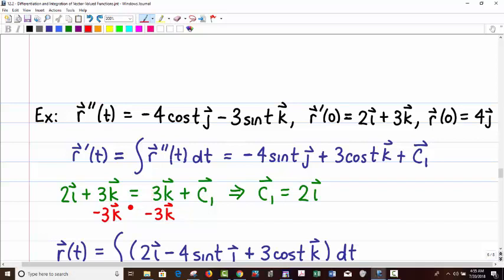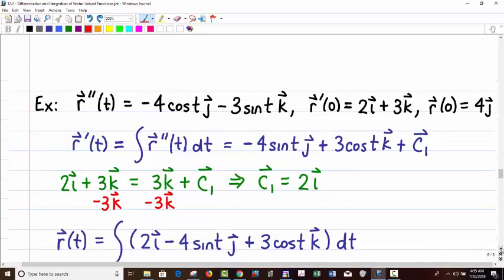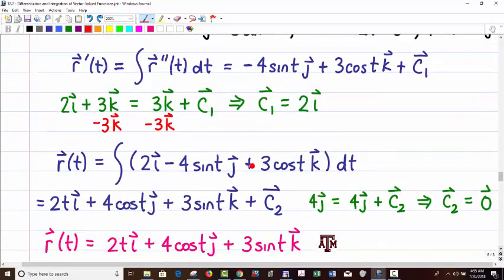So if we subtract out the 3k, they just happen to conveniently cancel out the k's. All we had to do was get this 3k removed. It didn't have to cancel that other side, it just did. But anyway, long story short, that means c1 is going to be 2i. So now we have an i component that we didn't have before.